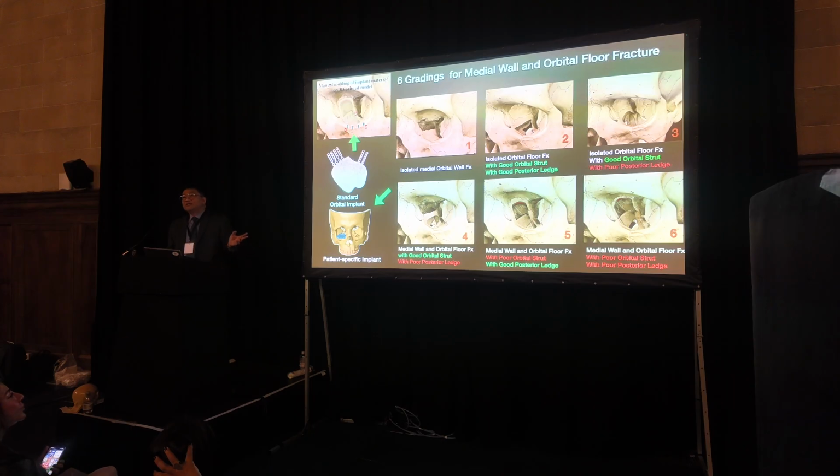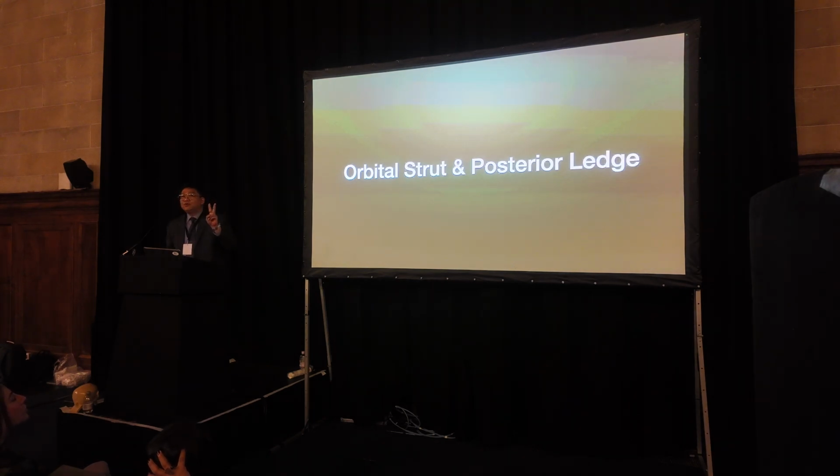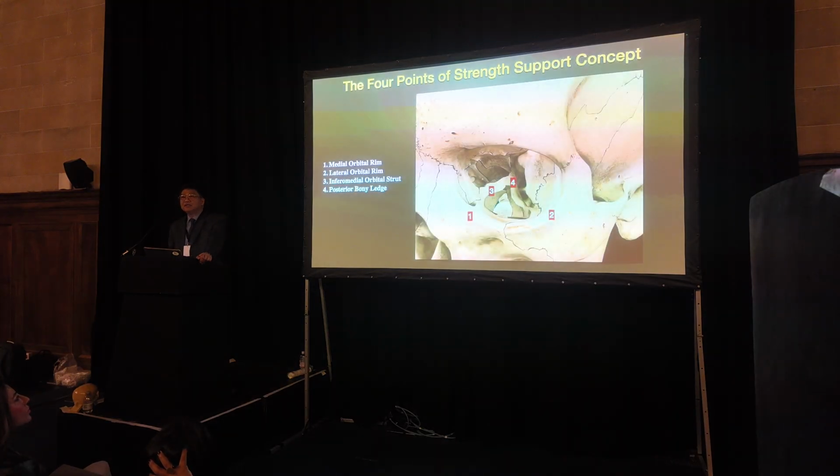This is the classification that I use in my practice, grades 1, 2, 3, 4, 5. We can fit these with a simple commercial orbital implant. But if you find grade 6, that is a very bad fracture with no support at all. So there are two issues that I want you to bring back today when you see the scan. The first one is the orbital stud, and the second is the posterior ledge.